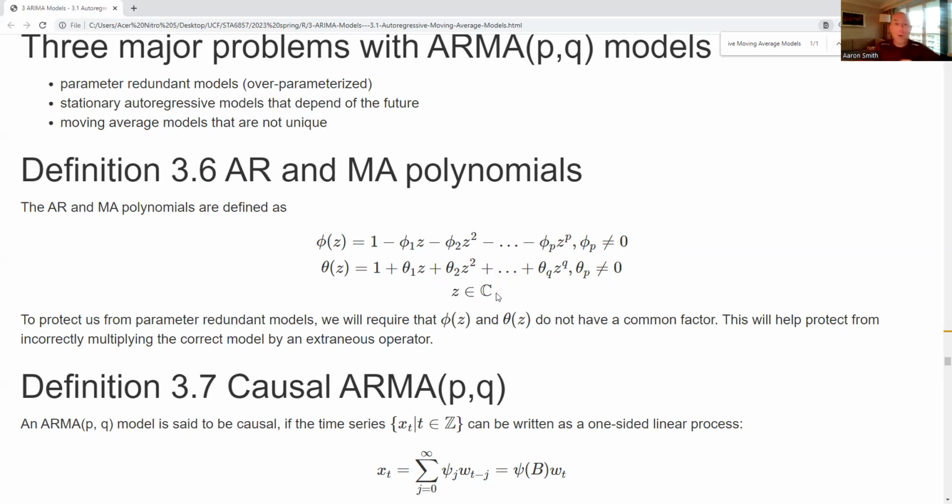All right, so something we're going to do to protect ourselves from redundant models is that we will require that the two polynomials do not have a common factor. So if I'm working on my model and I see, hey, it looks like I have a common root for each of my polynomials, I'm just going to do polynomial division, divide out that portion of the polynomial. This will help protect us from incorrectly multiplying the correct model by an extraneous operator.